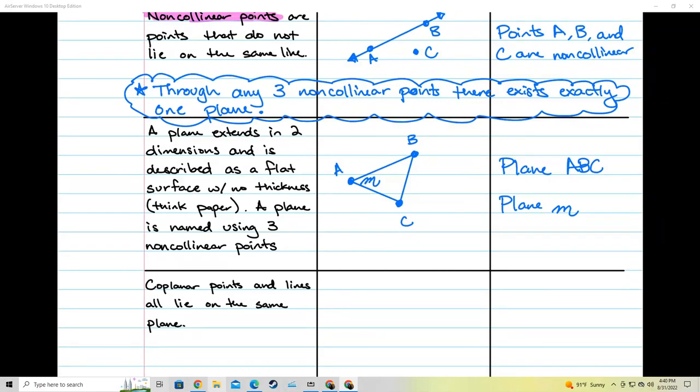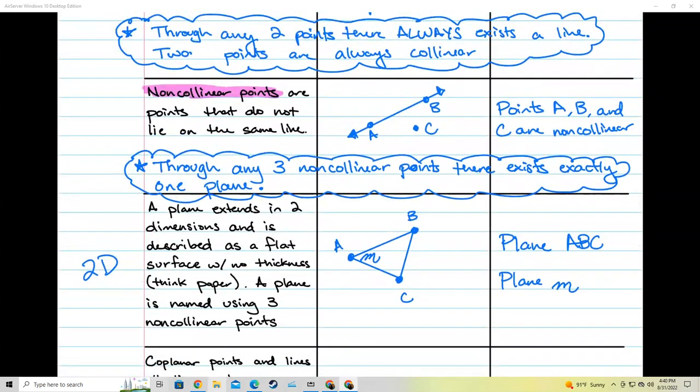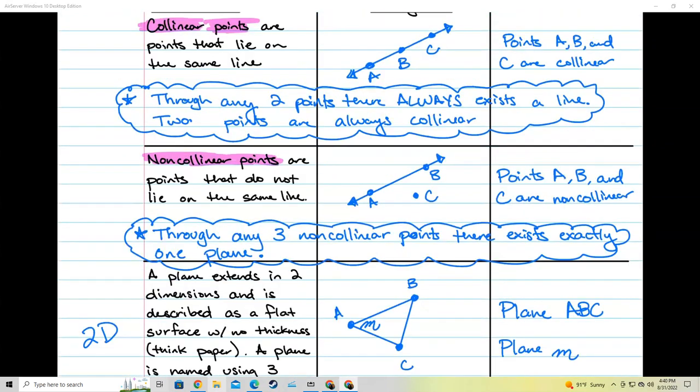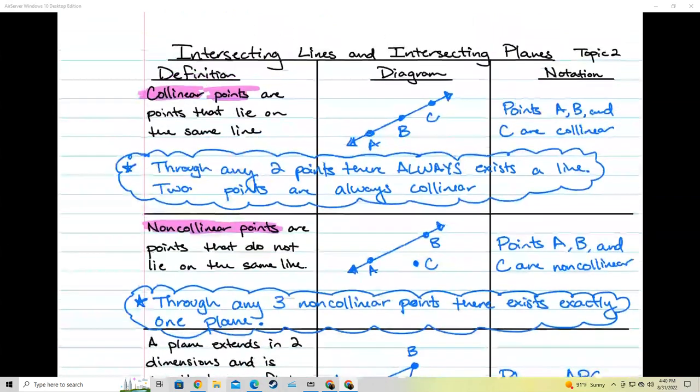By the way, planes are two-dimensional. Non-collinear points, I believe, are also two-dimensional. I'm going to leave that blank just because I'm not 100% sure. But collinear points are definitely one-dimensional. When we're talking about moving in a line, you can only move in one direction, either this way or this way, but along this one particular line. So we say that that is one-dimensional.